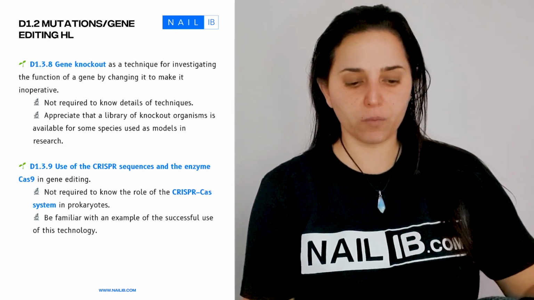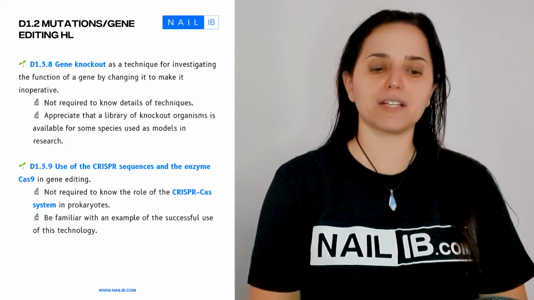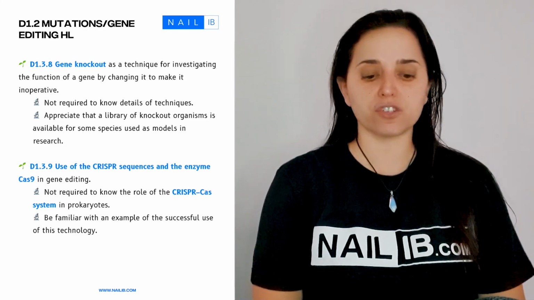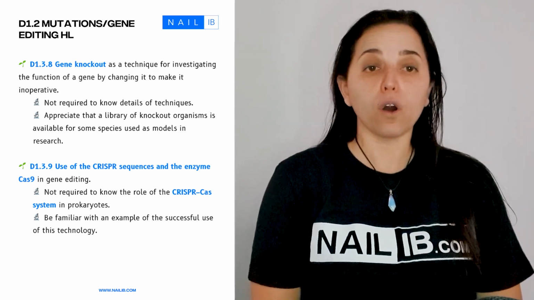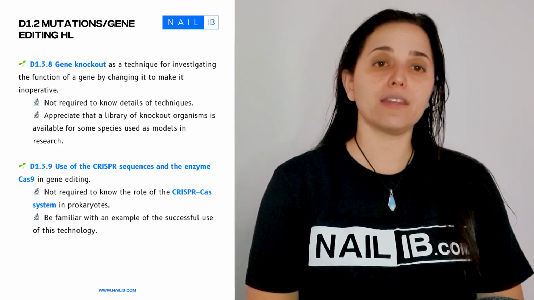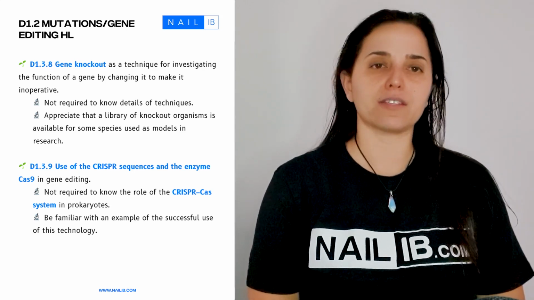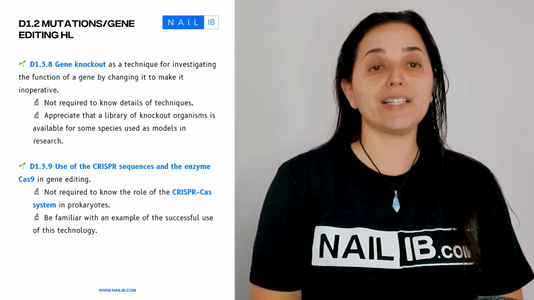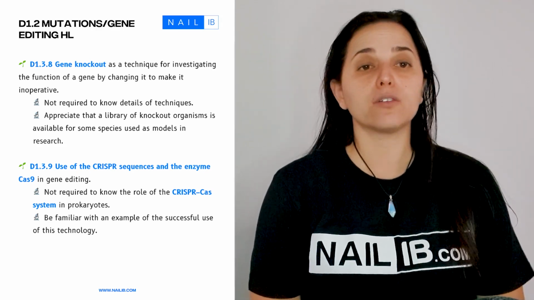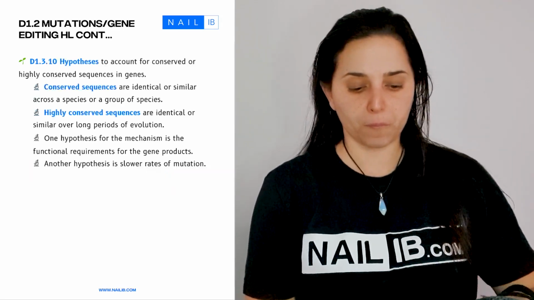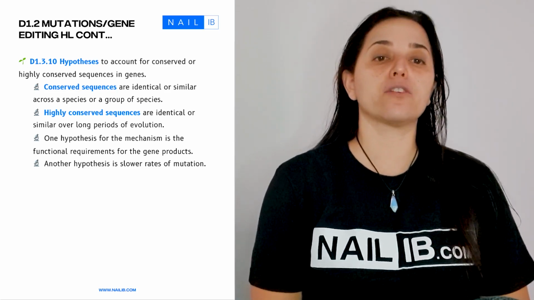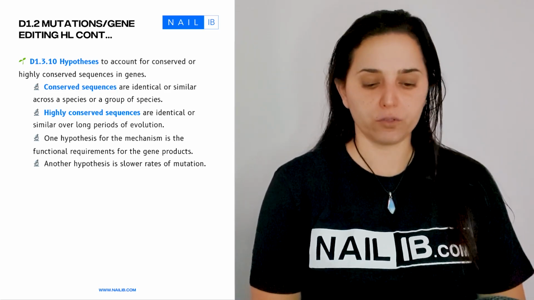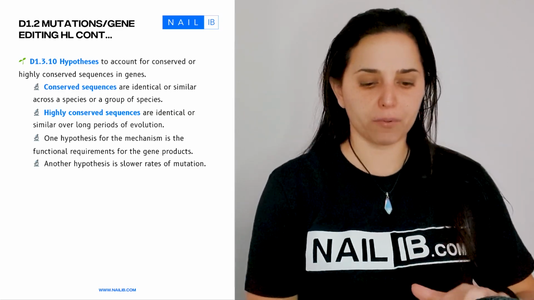In this particular video, we're going to talk about gene knockout, which is basically a technique to investigate whether there's a functioning gene that you want to change, because it's imperative, or whether it's actually working. Then the use of the CRISPR sequence and the enzyme Cas9 in order to delete a gene, edit a gene, or insert a gene and so forth. We're also going to talk about hypotheses when it comes to conserved and highly conserved genes throughout evolution. We're going to look at some examples of that.